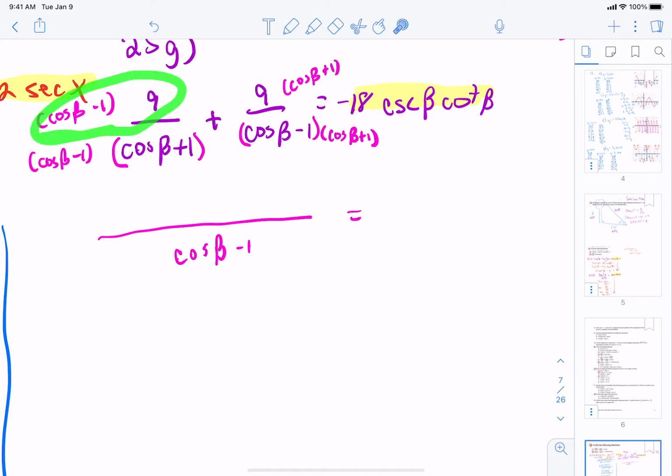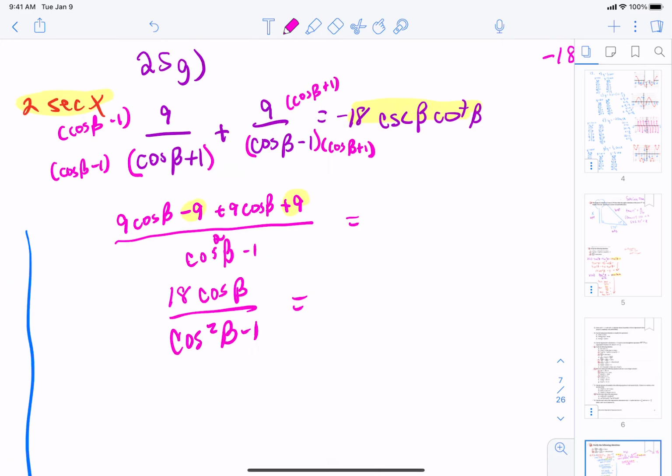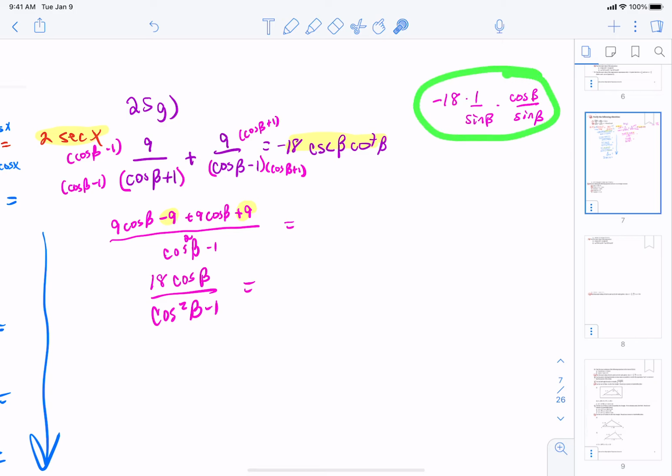So if they're conjugates, physically actually multiply. Now on top, we just have to distribute a 9 here and distribute a 9 here. So we're going to get 9 cosine of beta minus 9 plus 9 cosine of beta plus 9. So here the 9's cancel out. The cosines come together. And please put on the bottom, that's a cosine squared beta minus 1. Okay. So we get 18 cosine beta over cosine squared beta minus 1. Now, let's look at what I had written to the side here. Okay, so we found an 18, but not a negative. So we're close. We found a cosine on the top.